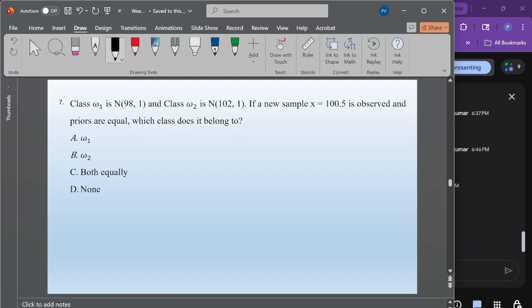Now the next question: class omega 1 is Gaussian distributed with mean 91 and variance 1, and class omega 2 is also Gaussian distributed, where the mean is 102 and variance is 1. If a new sample x, that is 100.5, is observed and priors are equal, which class does it belong to? Either omega 1, omega 2, or both equally, or none.